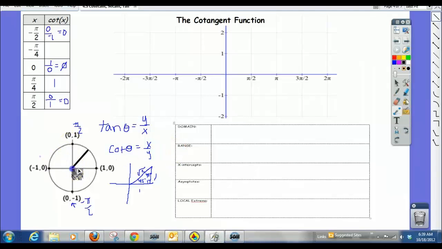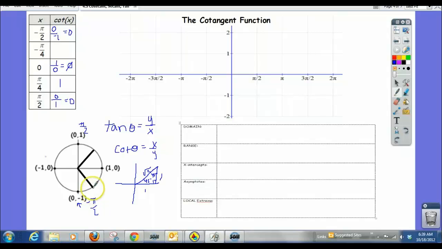So if we rotate negative pi over 4, we'd be going down. And whether you understand that the x and y coordinate at that point is going to be the same, except the y one is going to be negative, or you have to go out and actually just do it out, it's okay. But in any event, the cotangent would be 1 over negative 1, which is negative 1.